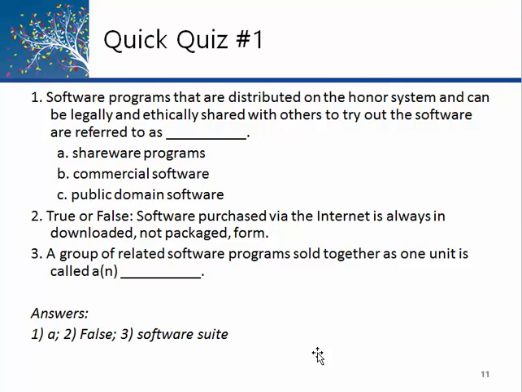Question 3. A group of related software programs sold together as a unit is called a suite, and specifically a software suite. And we see these on utility suites from last chapter. We see it in Microsoft Office, a suite that has word processing, Microsoft Word, Excel, which is a spreadsheet, PowerPoint, which is a presentation program, Access, a database, which may or may not be in the suite, and other programs may or may not be in the suite.